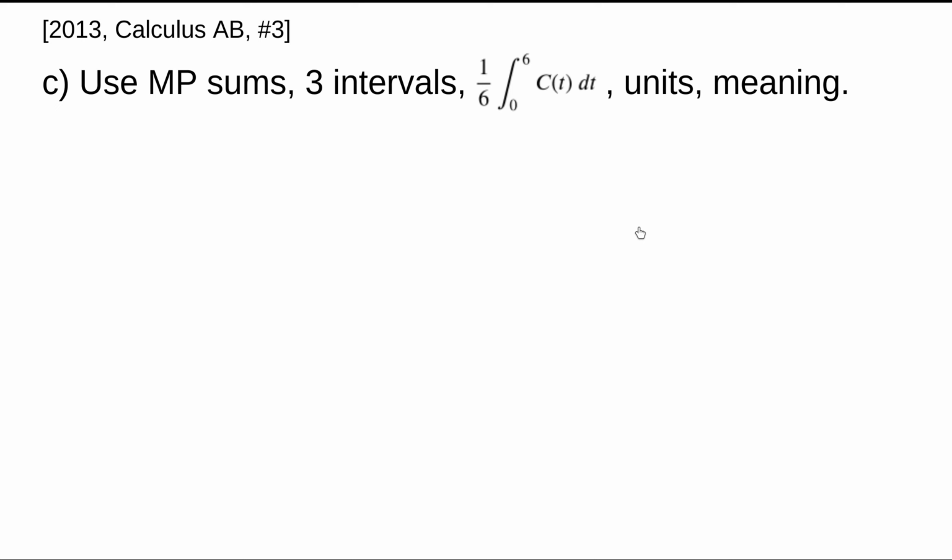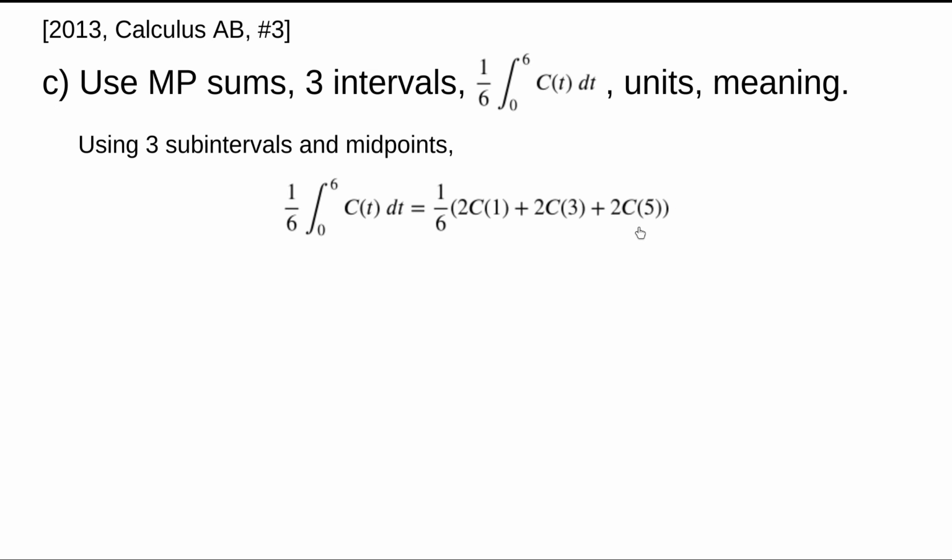Part C of this question, we are asked to use a midpoint sum using 3 intervals to calculate the value of 1/6 of the integral from 0 to 6 of c of t dt, provide the units, and explain the meaning in context. So using the table of data, the 3 subintervals, just get that from the table. In order to show the work here, this is an approximation, so we're going to need to show some kind of sum of products.